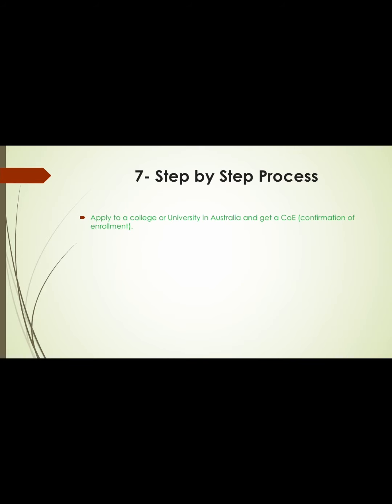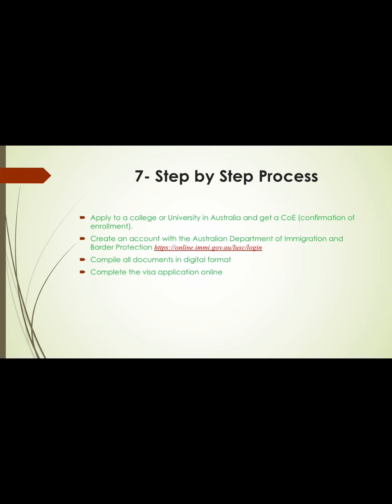Now let's talk about the seven-step process. Number 1, apply to a college or university in Australia and get a confirmation of enrollment. Number 2, create an account with the Department of Immigration and Border Protection. Number 3, compile all the documents in digital format. Number 4, complete the visa application online. Number 5, pay the visa fee and upload all your documents. Number 6, wait for the visa interview. And finally, get your student visa. That is it, guys. Start packing your bags.